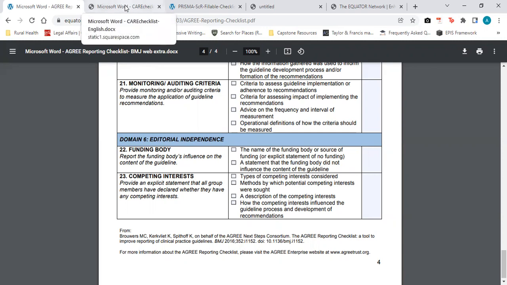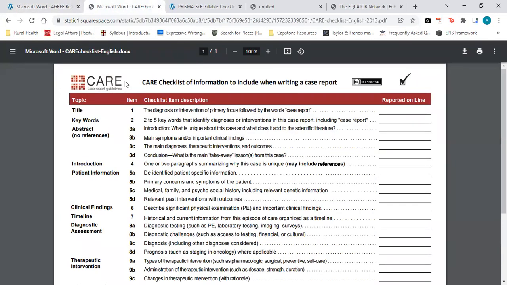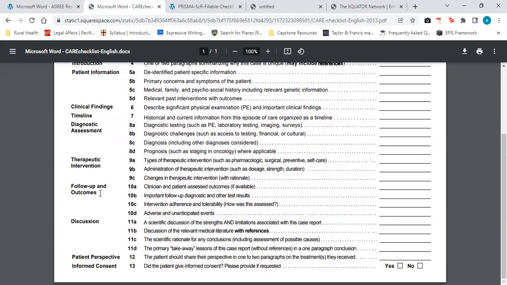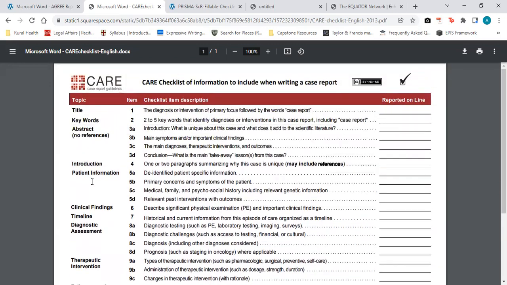Another one that may be useful is the CARE checklist, which is for case reports or case studies. It goes through what kind of information about your client you're collecting, whether there are diagnostics or interventions that are particularly important, outcomes, and discussion. So again, this can be a really useful checklist and way to structure it.